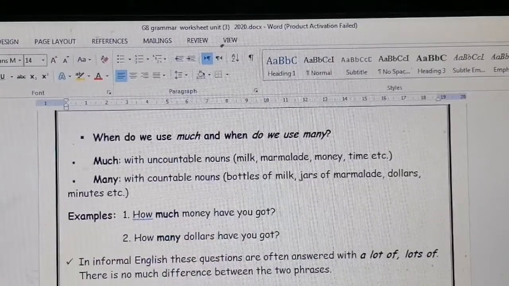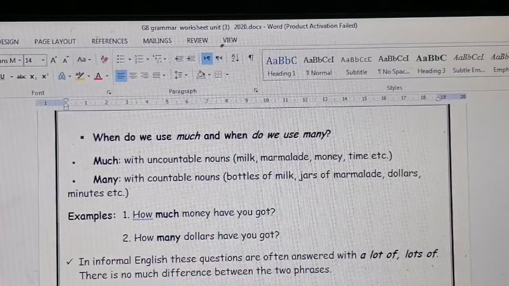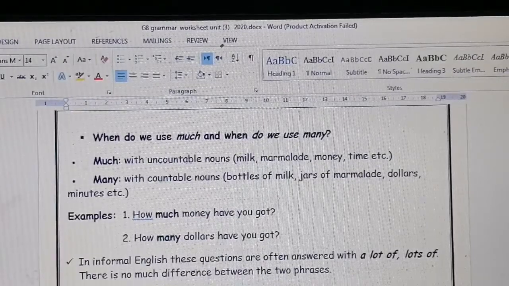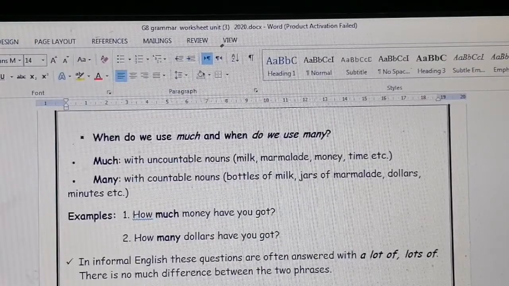When do we use much and when do we use many? Much, as I mentioned before, is used with uncountable nouns like milk, marmalade, money, time, etc., nouns that we cannot count. Many is used with countable nouns: bottles of milk, jars of marmalade, dollars, minutes. Okay? Look at the questions.